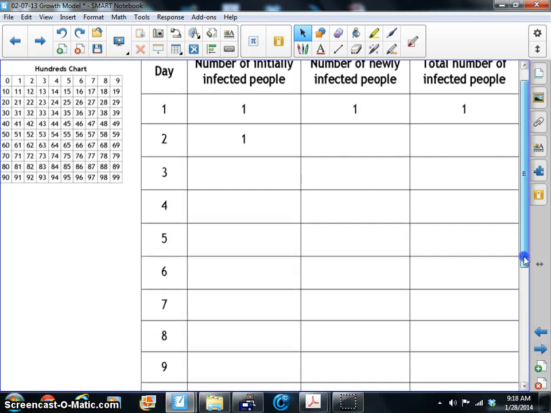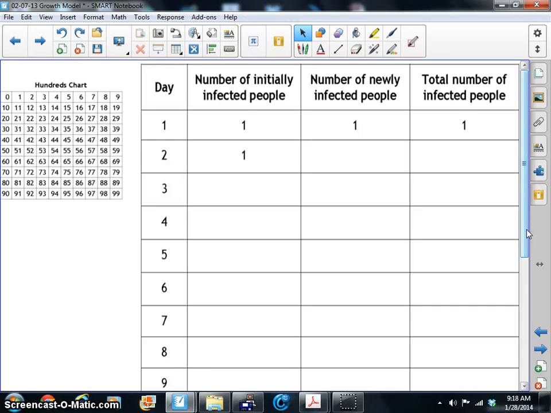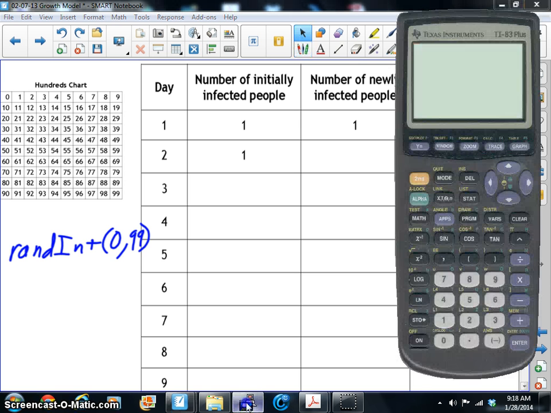So we go to this chart. I have the hundreds chart on the left, and I have a whole chart in front of me, so that way I can do everything together. You're probably wondering, how am I going to do this? Well, I'm going to use a command on my calculator called random or randint. This stands for random integer, and I'm going to be choosing numbers from 0 to 99. And that's how I do my random int.